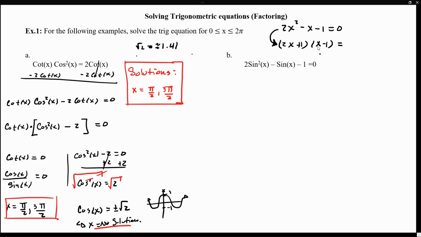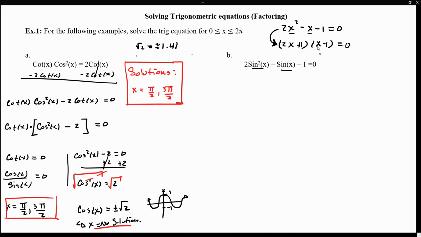So perhaps we can think about this problem the same way. Notice that the only difference between this problem and what we've been given is that in here we're only dealing with x's, while in this case, we're dealing with sines. So perhaps it is still a trinomial, and I know that I can factor it this way. So perhaps I can think about this problem as a factoring.